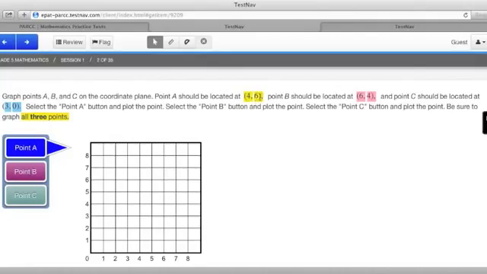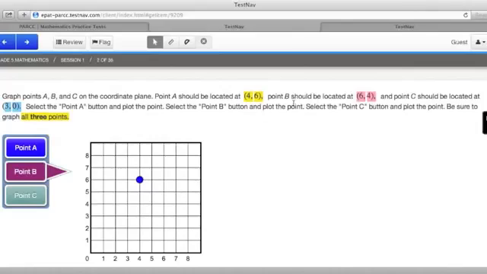A needs to be at 4,6. The 4 is the amount you go left and right. The 6 is up and down. So starting at 0, go across 4, up 6. I'm going to click. Blue matches A. I'm now going to move on to point B.